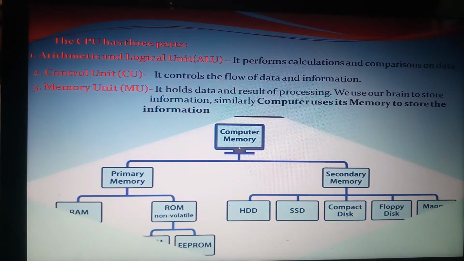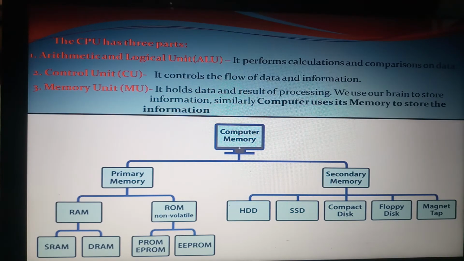Computer memory is of two types: primary memory and secondary memory. Primary memory is of two types: RAM and ROM. RAM is of two types: static and dynamic RAM. ROM is of three types: PROM, EPROM, EEPROM. Secondary storage devices are hard disk, SSD or solid state drive, CD or compact disk, floppy disk, and magnetic disk.